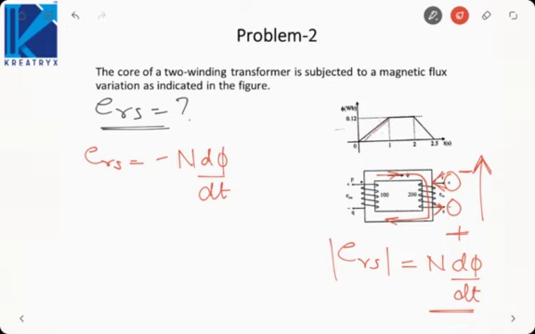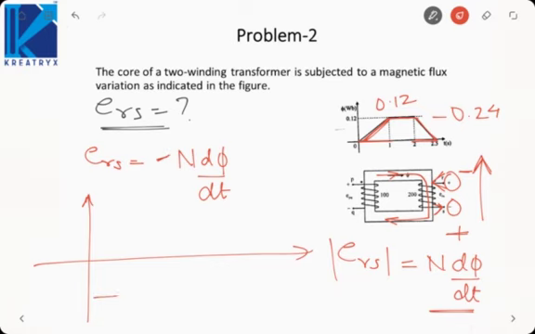If we calculate the slope in this region, it will be 0.12 divided by 1. In this region, 0.12 by 0.5, minus 0.24. And in the middle region, the slope is 0. So if we draw ERS, the terms are 200 into 0.12, which is 24, but it is with a negative sign. So it will be minus 24 up to 1 second. I have just multiplied 0.12 into 200 into the minus sign.